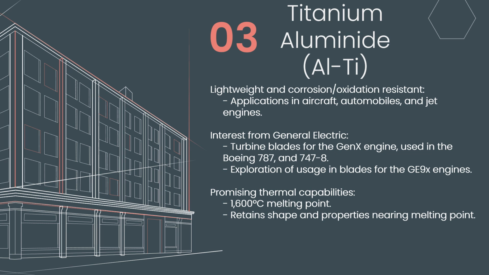Titanium aluminide's resistance to heat has caught General Electric's attention, and they have decided to use the metal in their current GEnx engines and even the future GE9X jet engine. With observed retention of its properties leading up to its melting point of 1600 degrees Celsius, why this alloy has caught the eyes of major engineering companies should be no surprise.